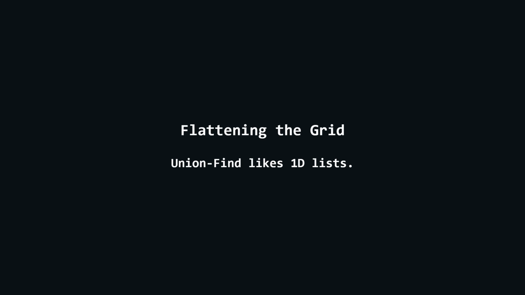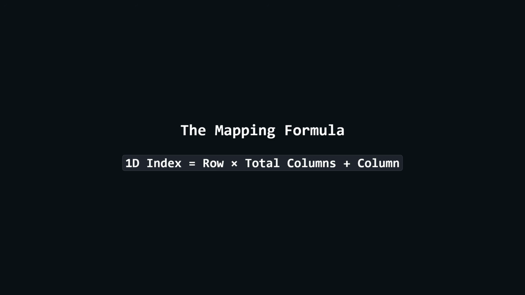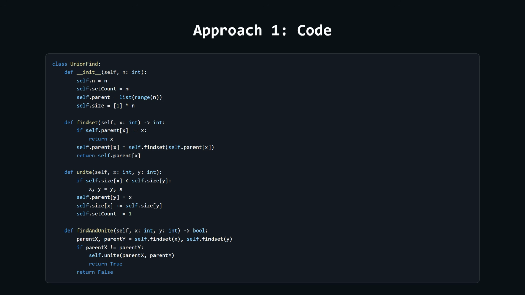There's a slight catch. Union find is usually implemented with flat, one-dimensional lists, not two-dimensional grids. So we convert each grid coordinate into a single unique number. We just multiply its row by the total number of columns, and add its column number. Here is the full Python class provided by the editorial for the union find structure. Let's look at its parts in smaller chunks.